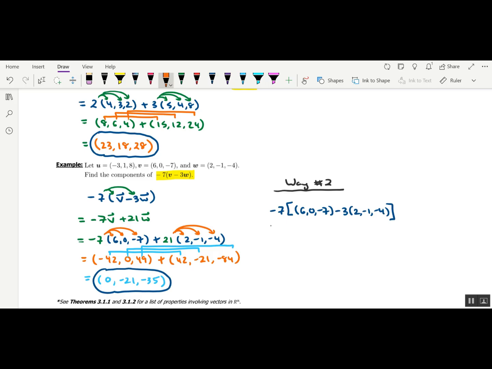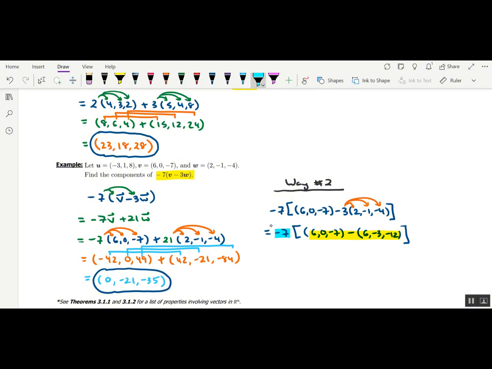So to give you a little nudge, what you might think about doing is distributing the 3 to get -7 bracket component form of v, 6, 0, -7, minus the scalar multiplied component form 6, -3, -12. You would then combine these two vectors together, and then last but not least, you would distribute the -7 into each one of the components.